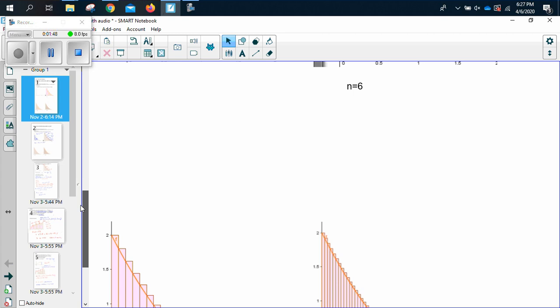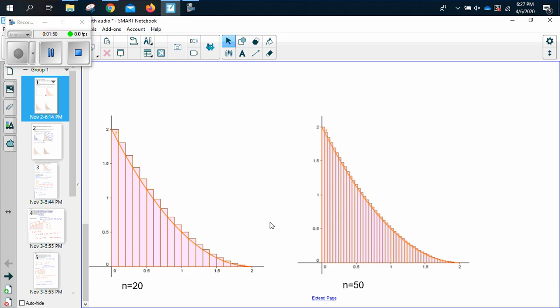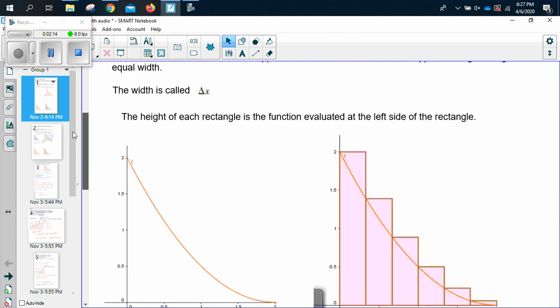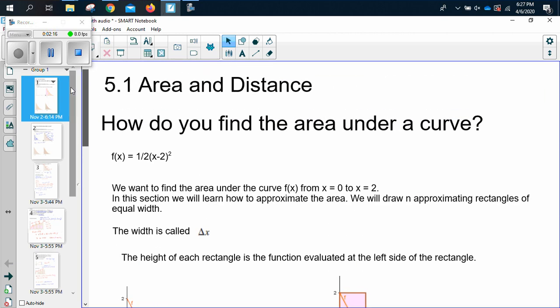But the idea is that if we have more and more rectangles, the area of the rectangles that we're using to approximate the area under the curve gets closer and closer to the actual area under the curve. Well, what is this idea of letting n go to infinity? That's a limit, isn't it? So we're going to find out that the actual area under the curve is defined by a limit, just like we found out that the slope of the tangent line was defined by a limit.